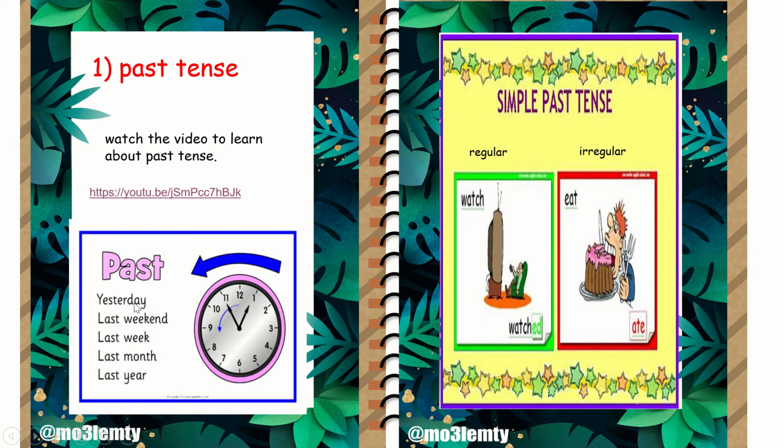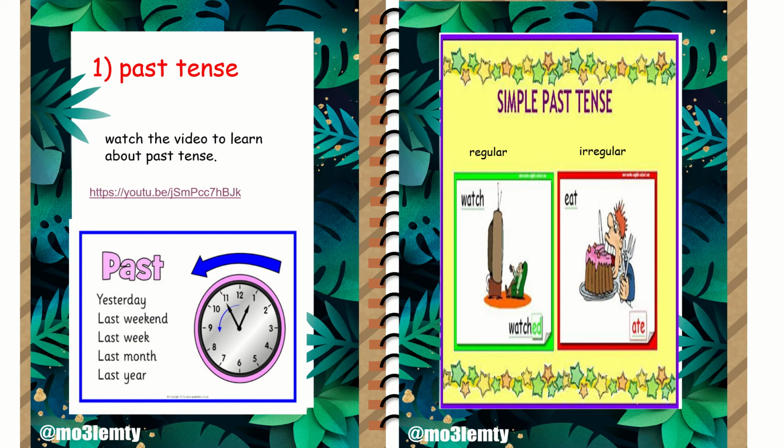For example, you said, yesterday I played football. Don't say yesterday I play. No, this is wrong. This is in the present. We have to say it in the past. So we said, yesterday I played football. Or last weekend I watched a movie with my friend. Okay? So we will use the past tense with the ed.